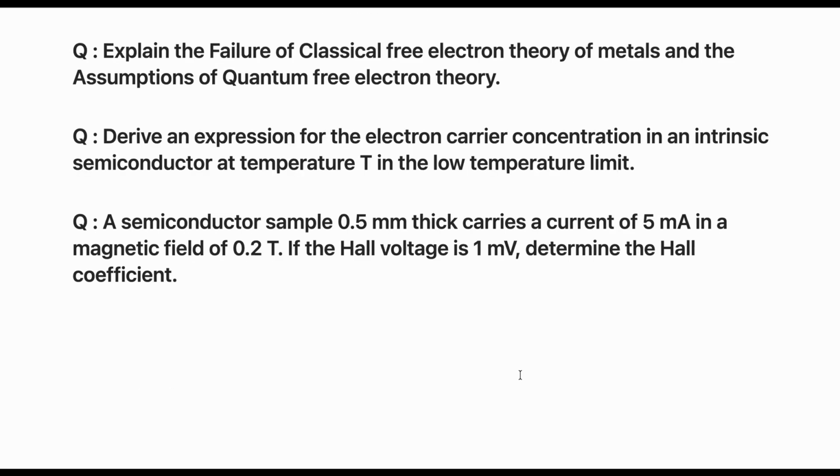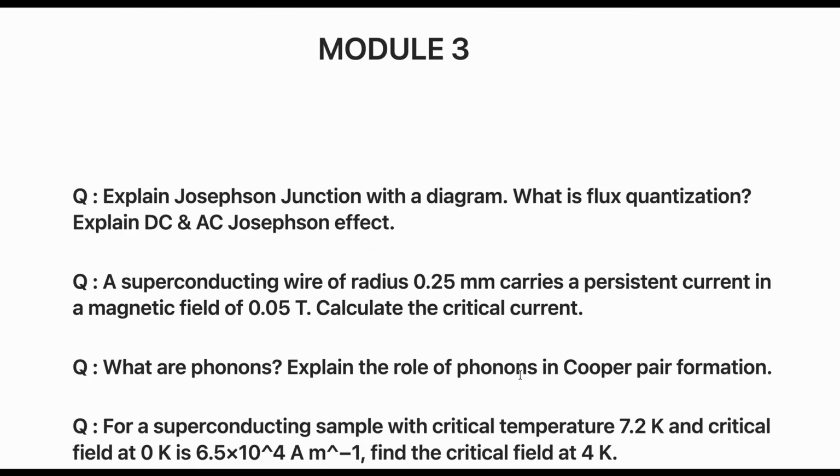Now move to our third module. From the third module, our first question is: explain Josephson junction with the diagram. What is flux quantization? Explain DC and AC Josephson effect. First we understand what is the Josephson junction and effect. It consists of two superconductors separated by a thin insulator. Cooper pairs tunnel through the barrier. In the DC effect, current flows without voltage, and in the AC effect, current oscillates with applied voltage. Flux quantization tells us that magnetic flux is discrete, meaning quantized.